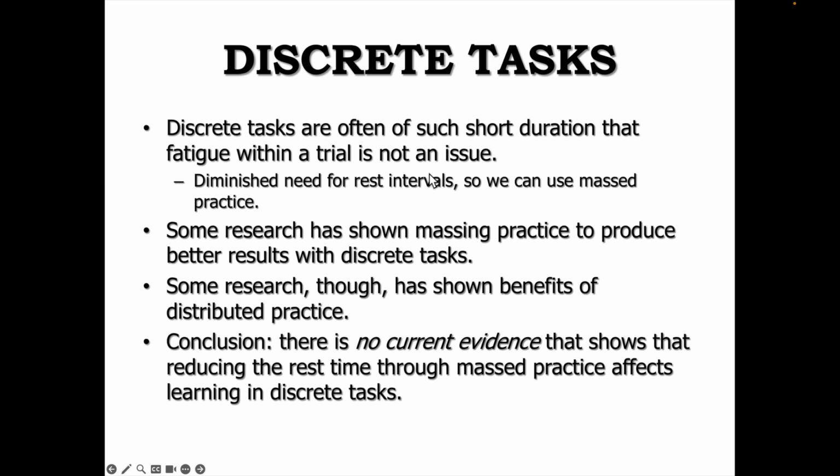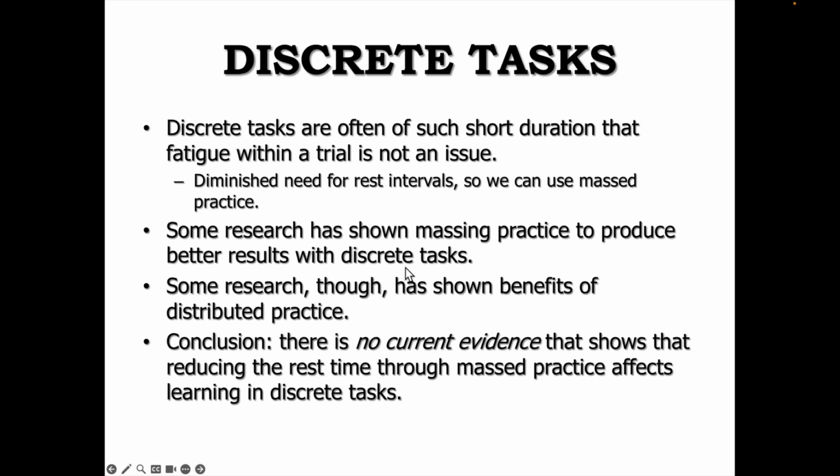So now, unlike continuous tasks, discrete tasks oftentimes are so short in duration that fatigue within a trial is not going to be an issue. Because fatigue is not an issue, there's a diminished need for rest intervals. Therefore, using massed practice can be more effective in discrete tasks versus continuous tasks. There is some research out there that has shown massed practice to produce better results with discrete tasks.